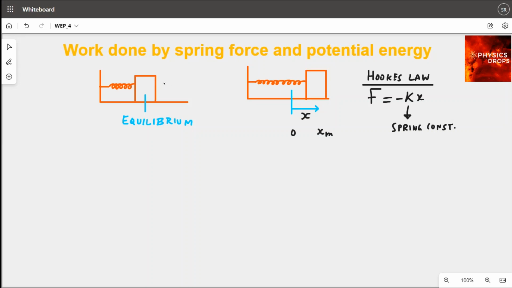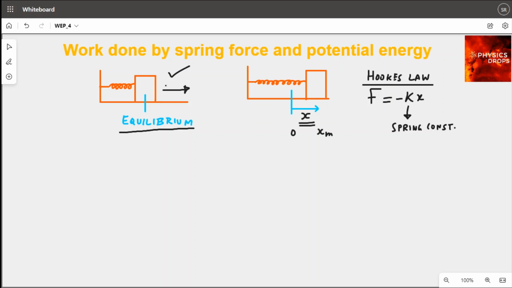Let us take a block which is connected to a fixed wall by a spring, as shown here, and this position is the equilibrium position of the block and spring system. Now, let's say an external force pulls the block away from the wall in the direction shown by this arrow, and it gets displaced by a distance x, and after that it's held by that force before being released.